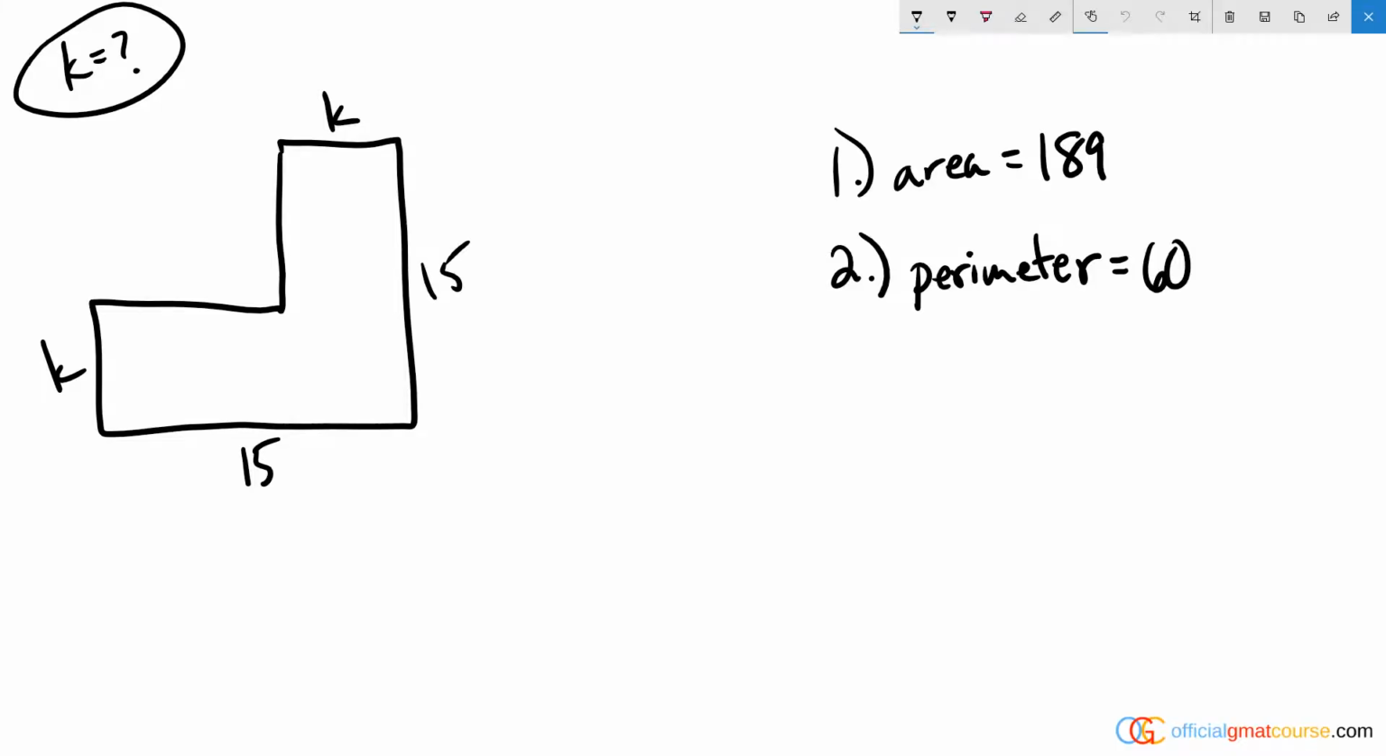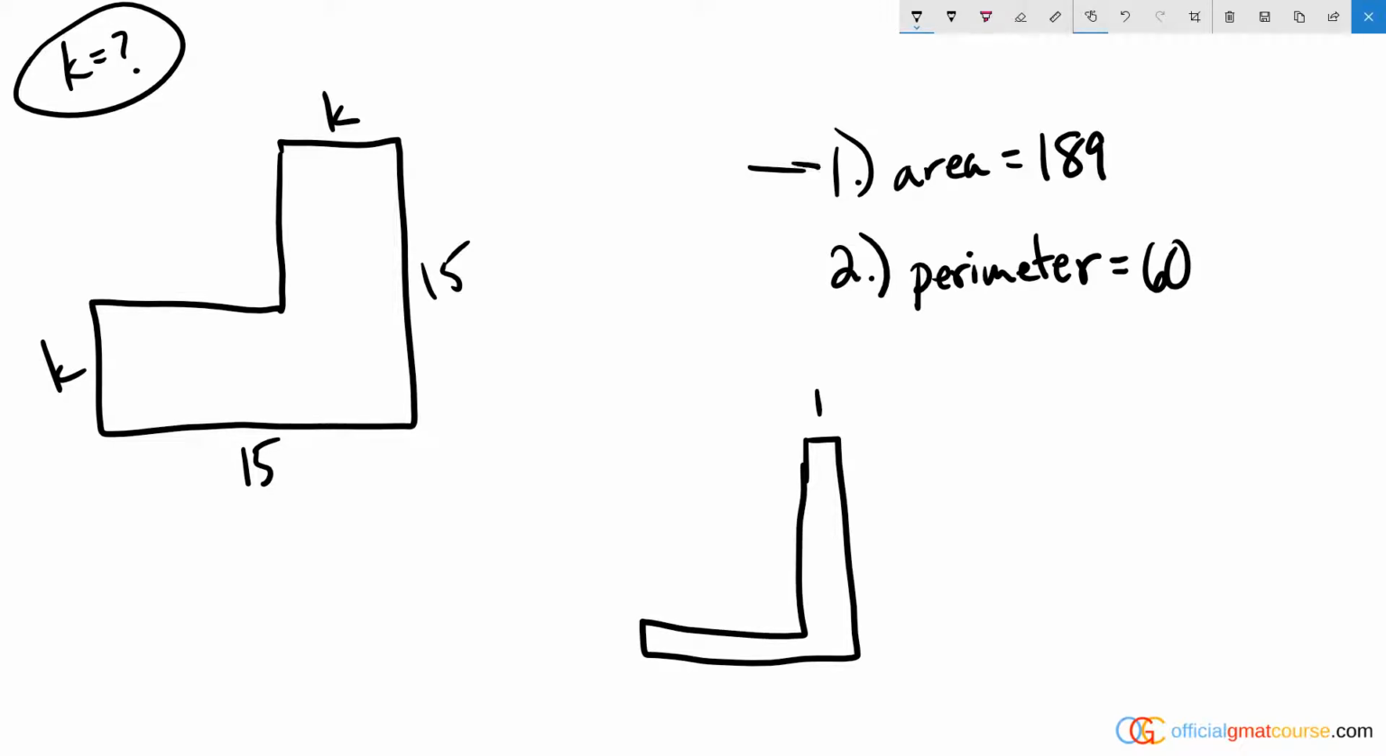Okay, so this question is a value question for data sufficiency, and it's a great example of how we can think big picture and use a little bit of min-max strategy to break down really difficult questions. So imagine what would happen if we made K really small here. What would happen to the area of this shape?